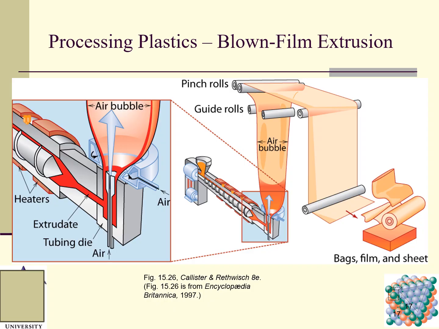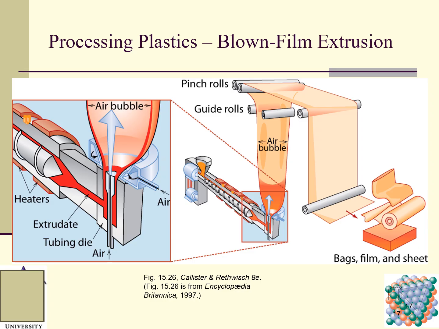Another one is blown film extrusion. So this here is, for example, the heaters and the extrudate. This is a tubing die. We put air here, so this air makes a bubble, and we have air here also. Look here: this is the air bubble, the guide rolls, the pinch roll, the air bubble, and then we have the film, and bags, film, and sheets.